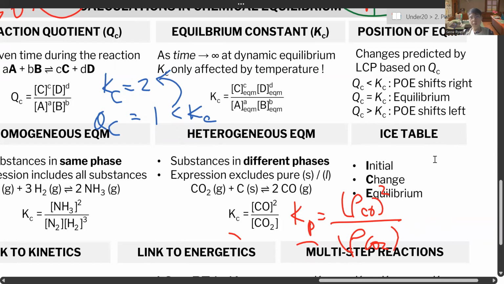So commonly inside questions, you will draw this thing known as an ICE table, whichever way you call it, which is initial, change, equilibrium. You can try to keep the units consistent, but always remember that when you plug it back into your Kc equation, it's either in terms of mole per dm cube or in terms of partial pressure if you use Kp.